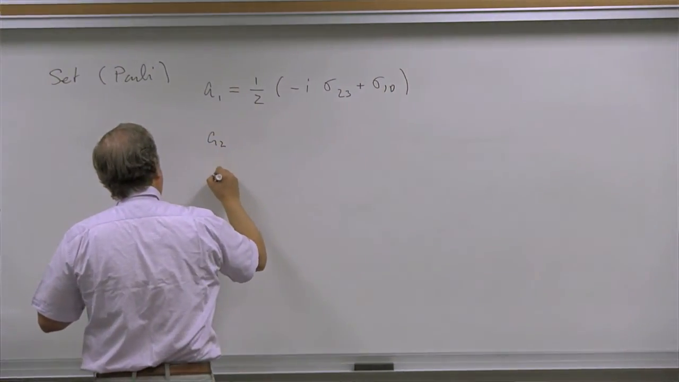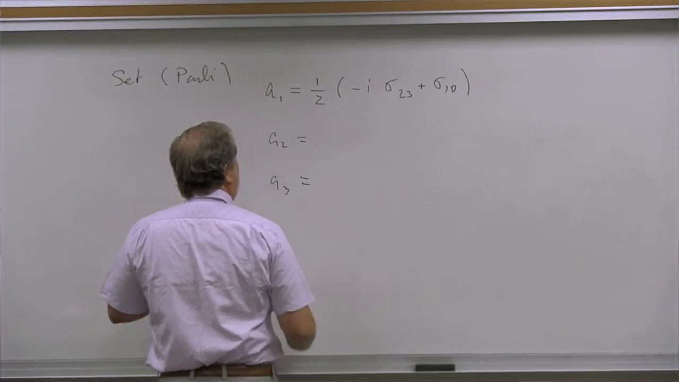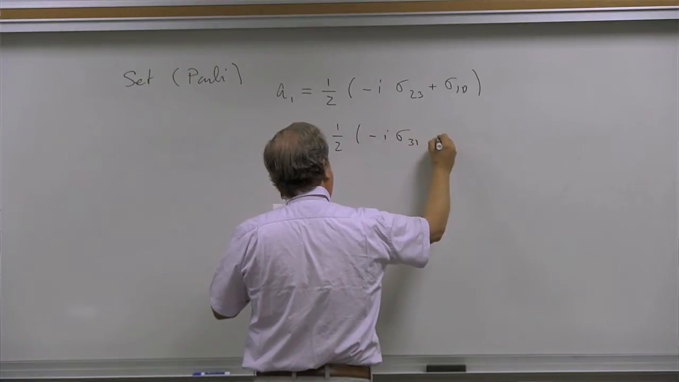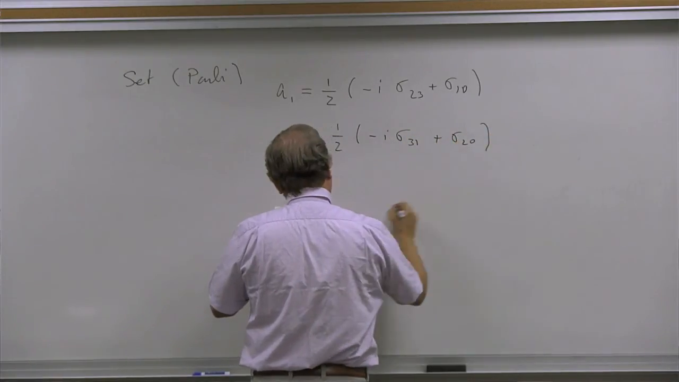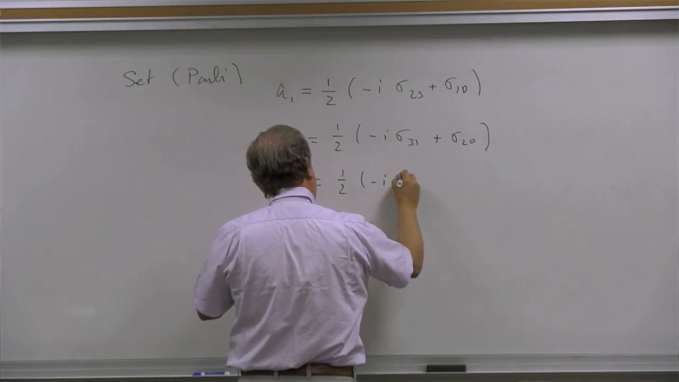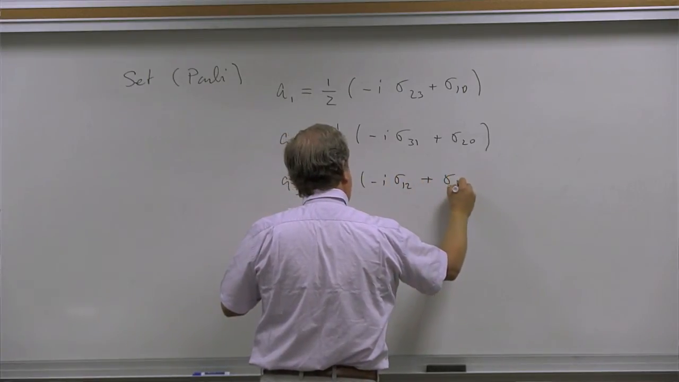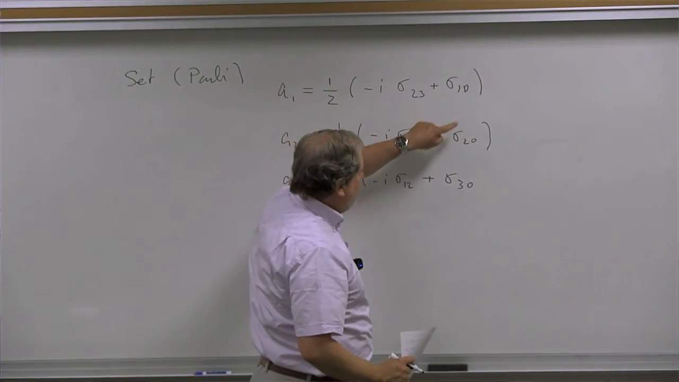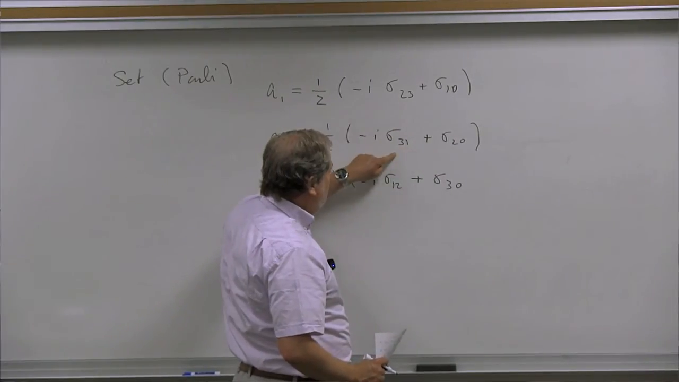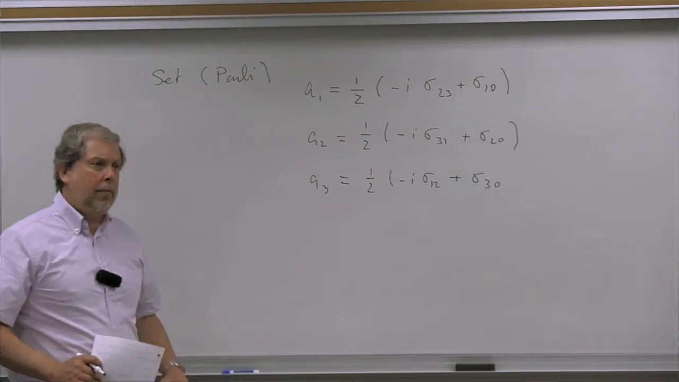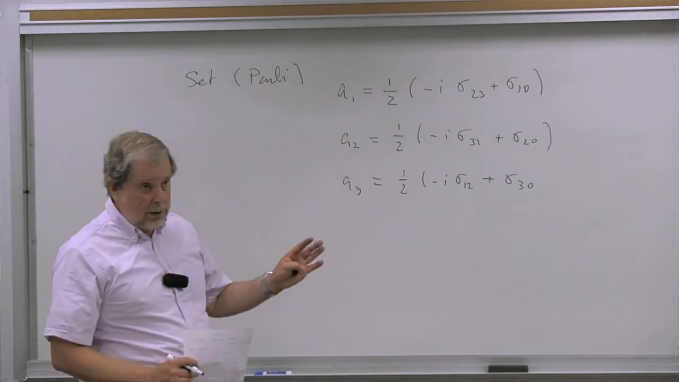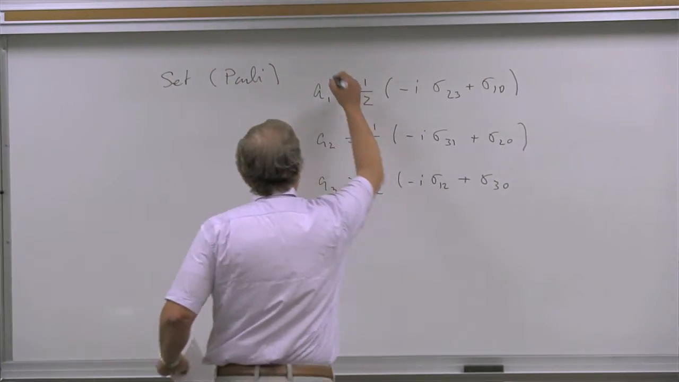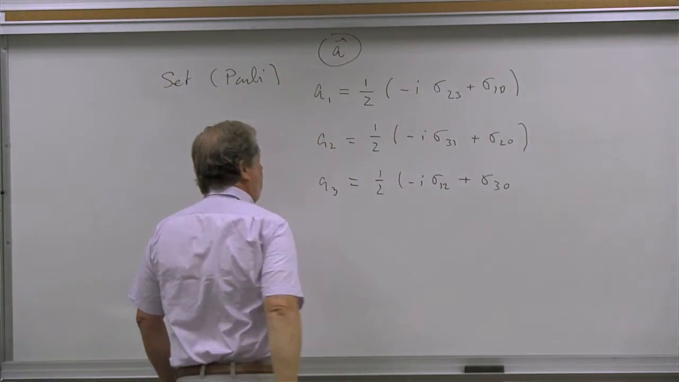And then define A2 and A3 to be similar. So 1/2 of minus i sigma 3,1 plus sigma 2,0. And then 1/2 of minus i sigma 1,2 plus sigma 3,0. So you can see the pattern. So that's half of them. There's 6 total sigmas, right? There's 6. So we dealt with 3 A's. So that's one vector A of matrices, of course.